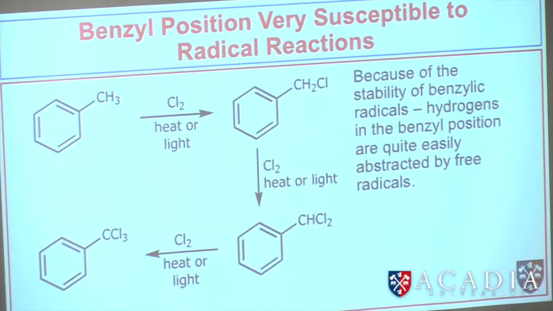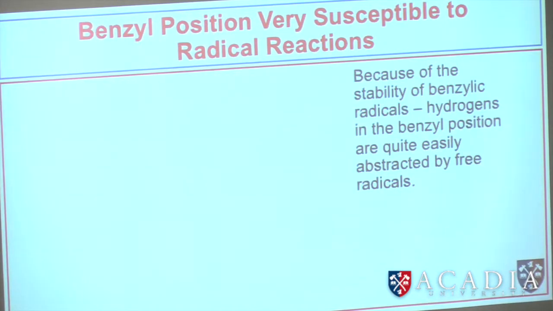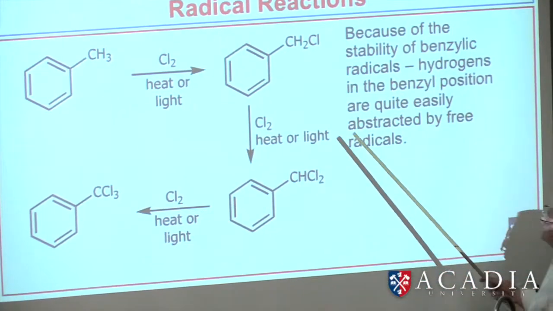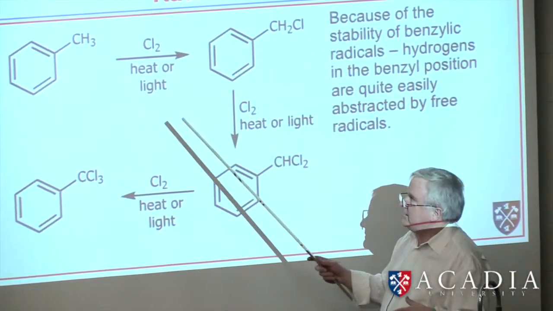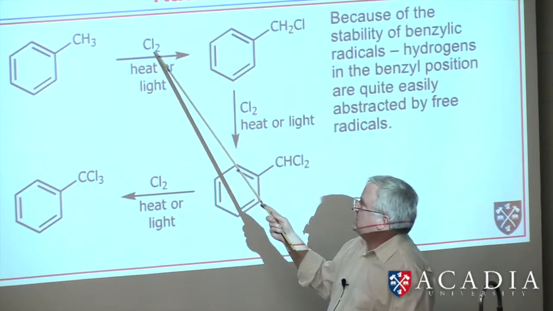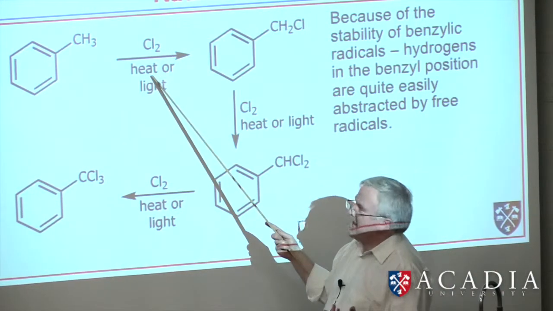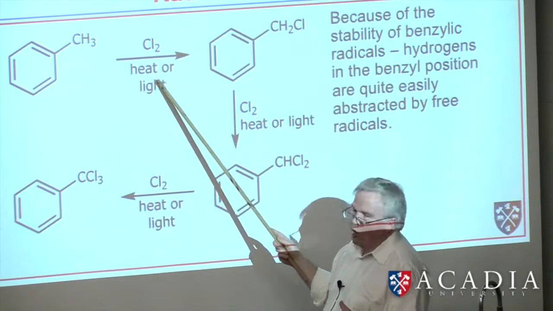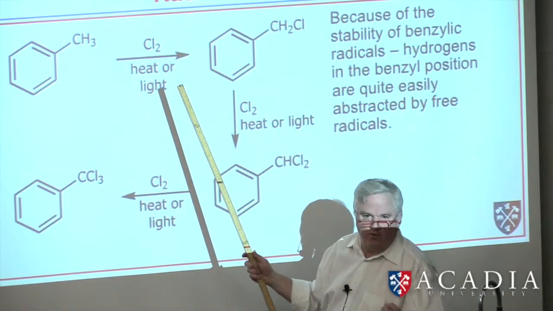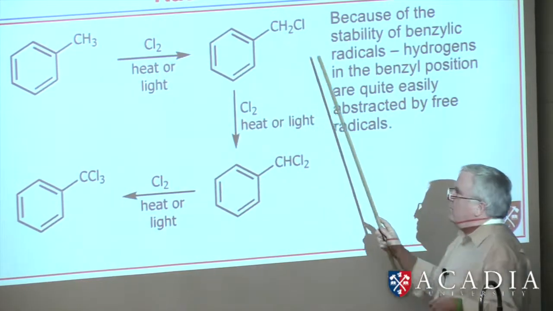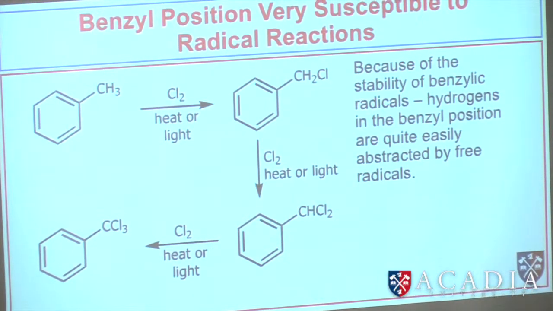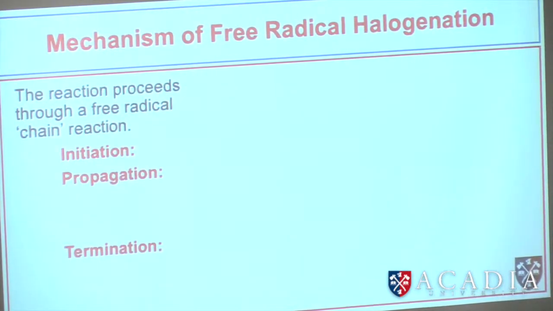So the benzylic position is very susceptible to radical reactions because the benzylic radical itself is very stable. We can take toluene and we can put chlorine in there. We have to use quite a bit of heat or an initiator or light to start forming some free radicals, and then it will undergo this radical type of reaction. I didn't get this slide made, but we can do it on the board.